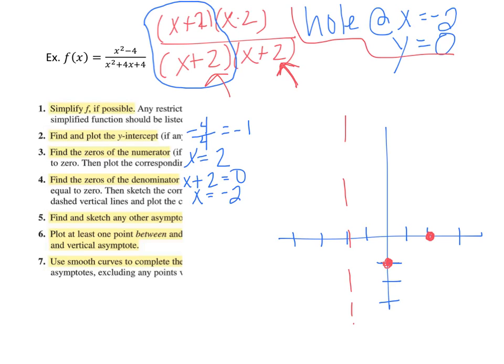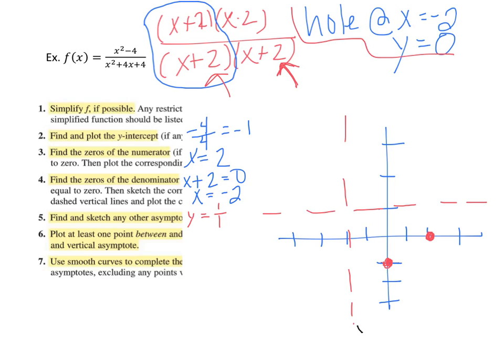Horizontal asymptotes, degree on top is the same as the degree on bottom, so we look at their coefficients. 1 over 1 is 1. So a horizontal asymptote at y equals 1.